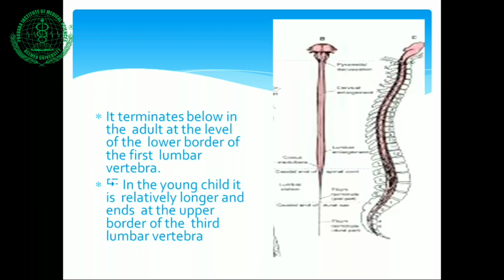This is about variation in termination of spinal cord in intrauterine life, in young child, and in adults.